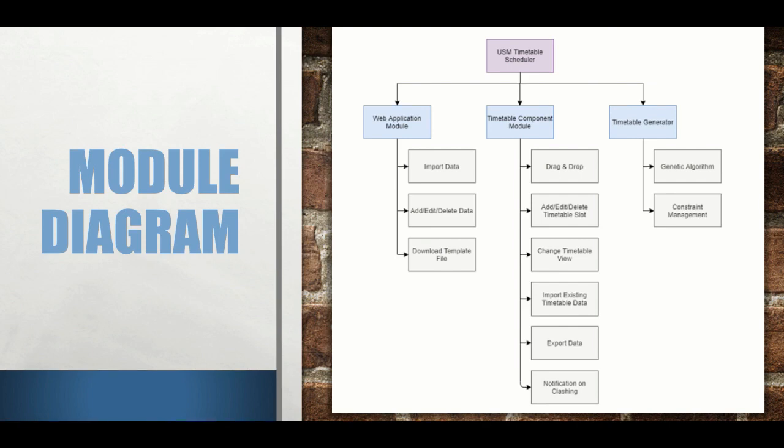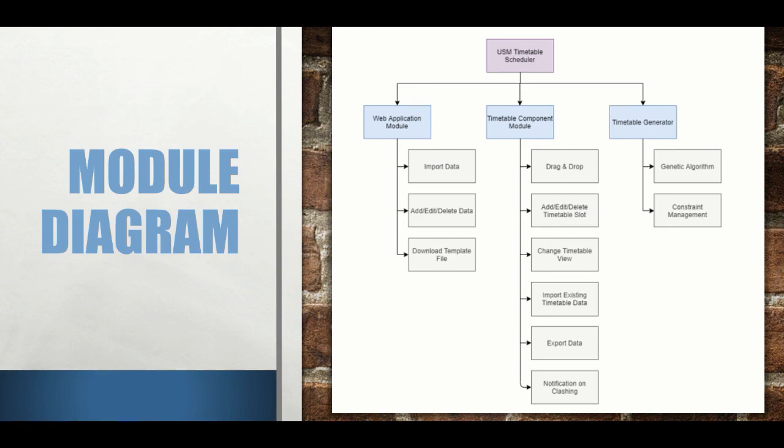The timetable component has features such as drag and drop, add, edit and delete timetable slot, change timetable into multiple views, import existing timetable data, export data into Excel format or PDF image format, and notification to alert the scheduler team if courses are clashing with each other. The third module is the timetable generator, which implements a genetic algorithm.